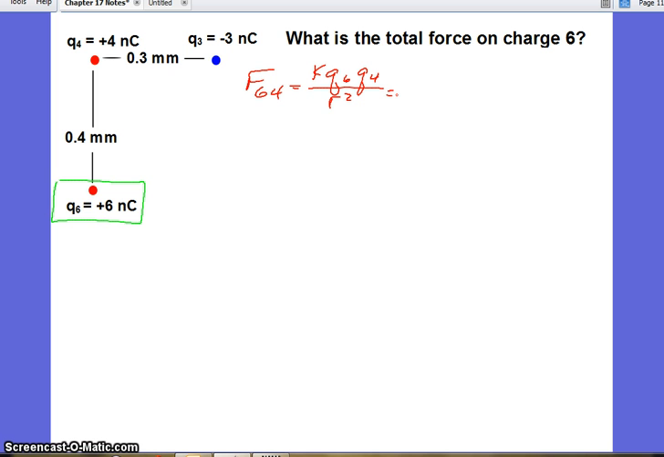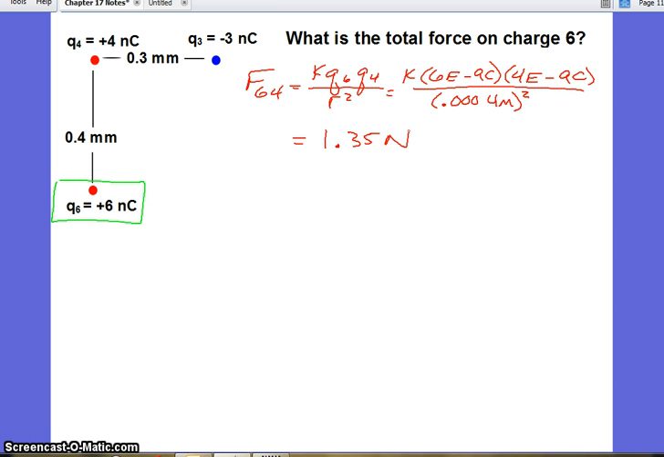Our values here, we have our K times 6 nanocoulombs, which is times 10 to the negative 9th coulombs. And then we have 4 nanocoulombs, which is again times 10 to the negative 9th. Divided by the distance, now it's 0.4 millimeters. So that needs to be converted to 0.0004 meters. And don't forget to square that value for your distance. We get the force then between 6 and 4 comes out to be 1.35 newtons.